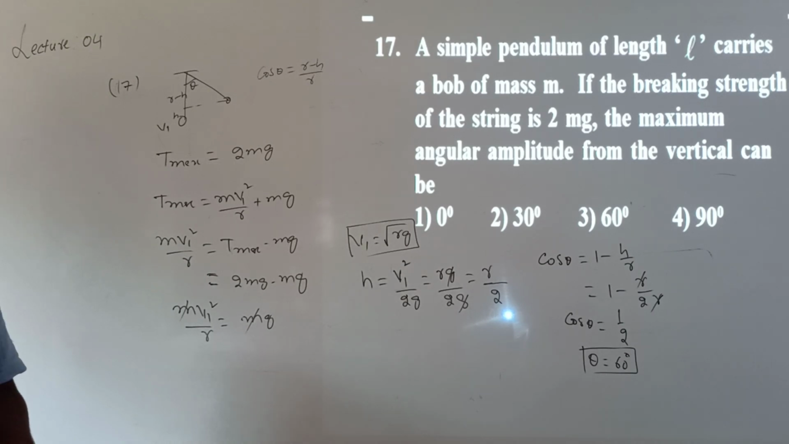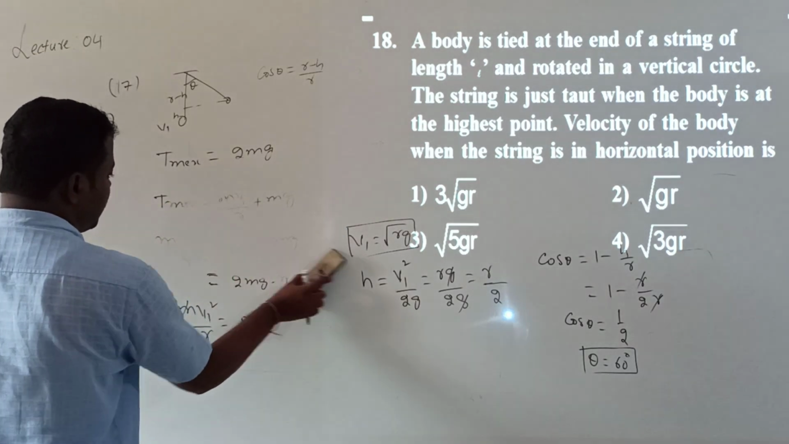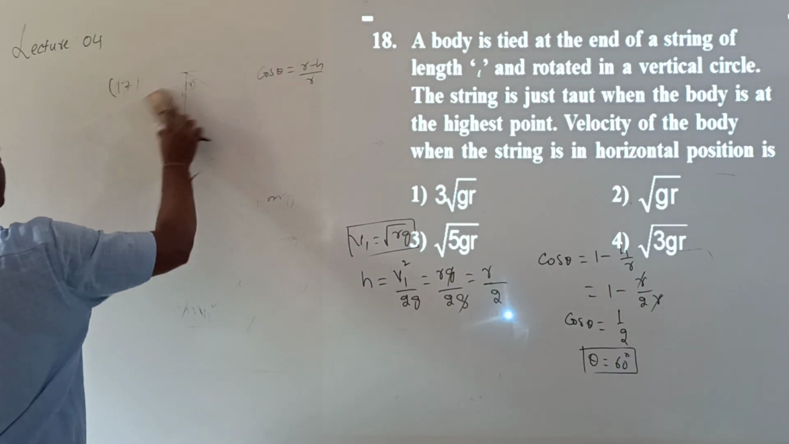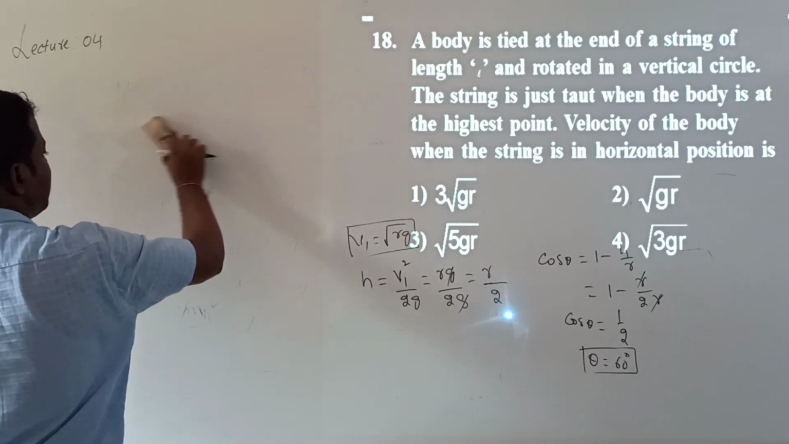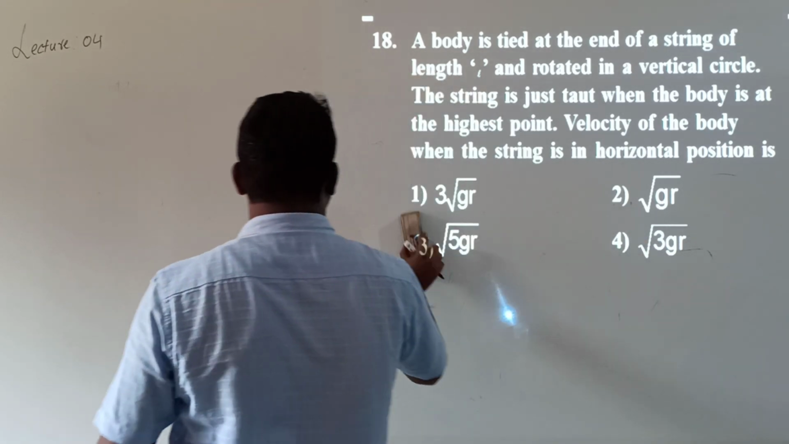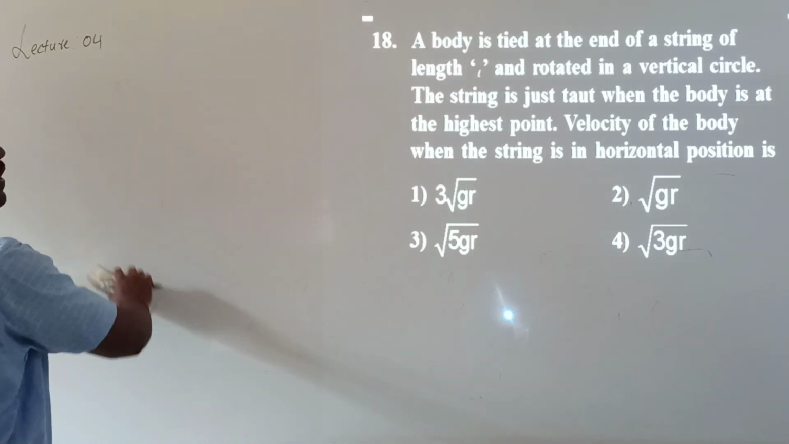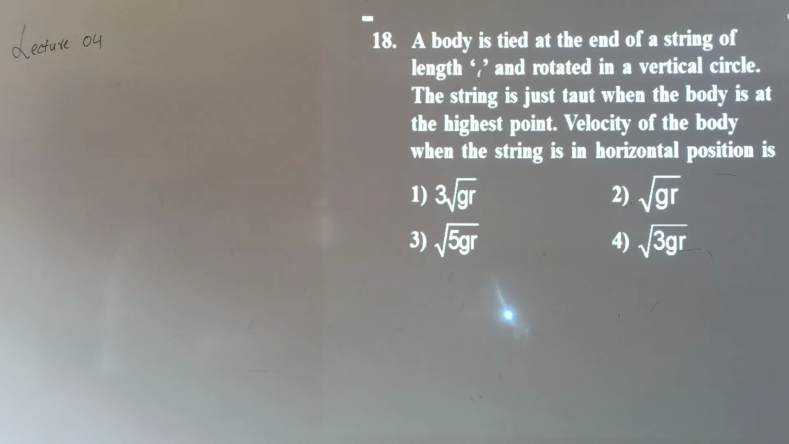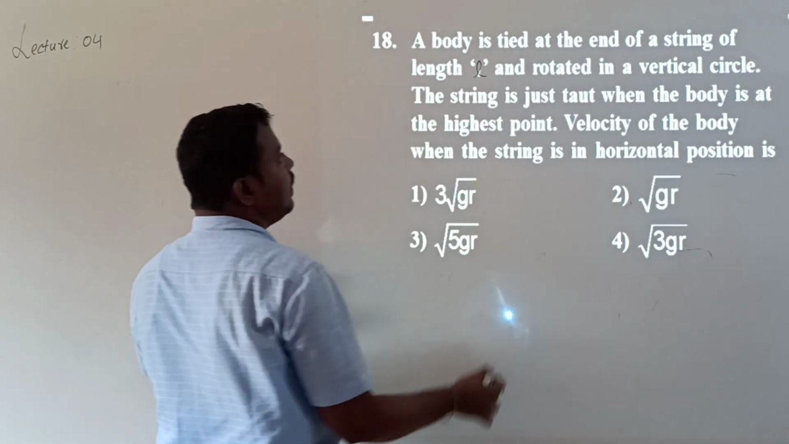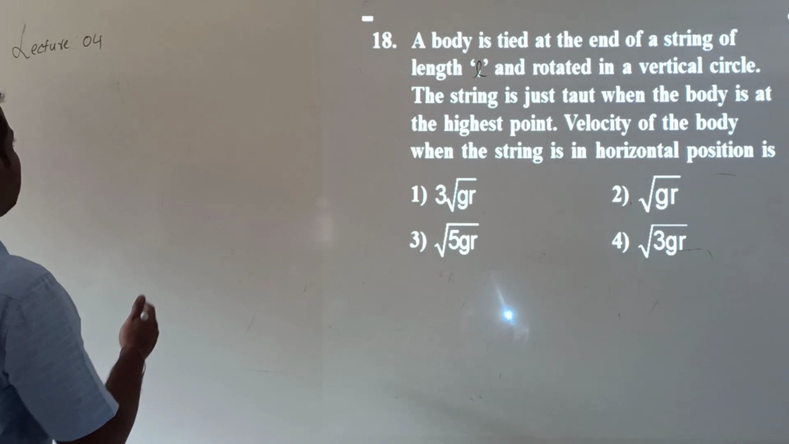This is question number 17. Next, question number 18. So what is this 18th question? A body is tied at the end of a string of length L, and is rotated in a vertical circle. The string is just taut when the body is at the highest point. Find the velocity of the body when the string is in horizontal position.